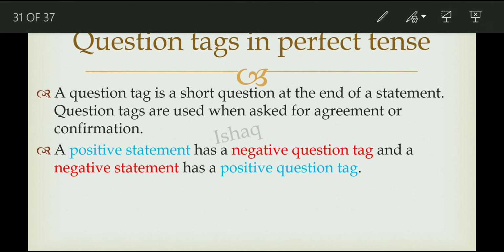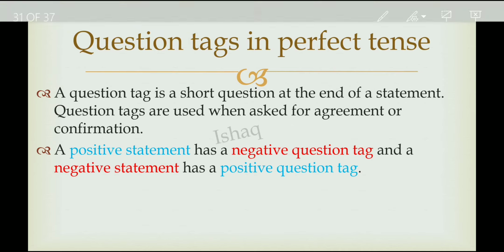Question tags in the perfect tense are a very important topic, and these are the easiest marks we can get in a few competitive exams. Basically, what are question tags? A question tag is a short question at the end of a statement. After the statement, a short question comes. Question tags are used when asking for agreement or confirmation.